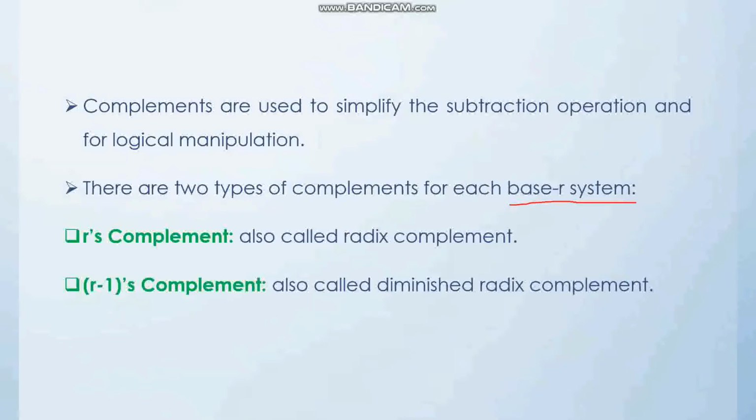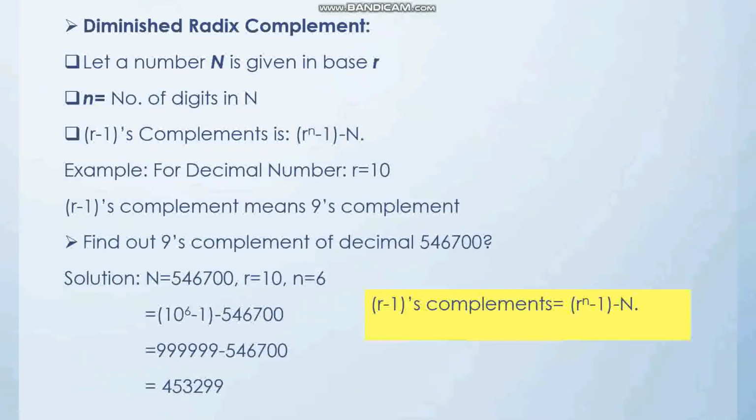So base R system. R's complement, also called radix complement, and the second complement is r minus 1's complement. It is also called diminished radix complement. So we have two types of complements, r's complement and r minus 1's complement.